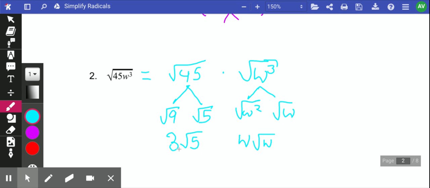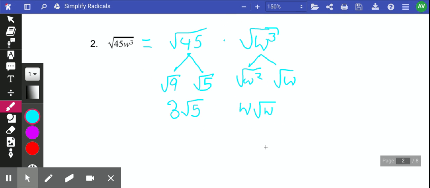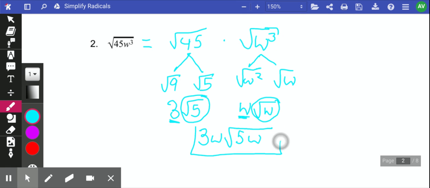So now how do you write your final answer? We have 3 root 5 w root w. The way I'm going to write this, 3w, that's the parts that are outside of the square root. And then I'm going to put together the parts that are inside the square root. And this is my final answer. Okay, so once again, I took the ones that are outside, I put them together, and then I took the ones that were inside the radical sign and put those together. And that's how you write your answer.